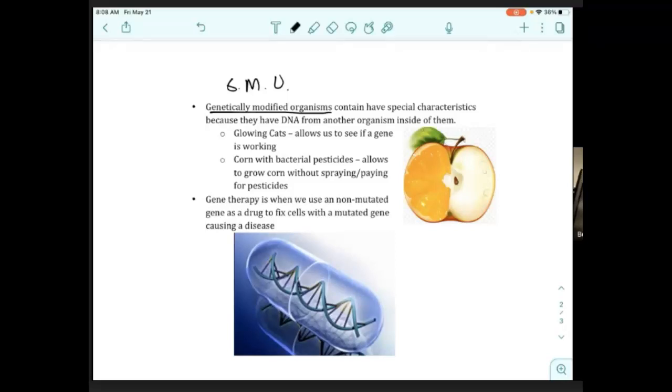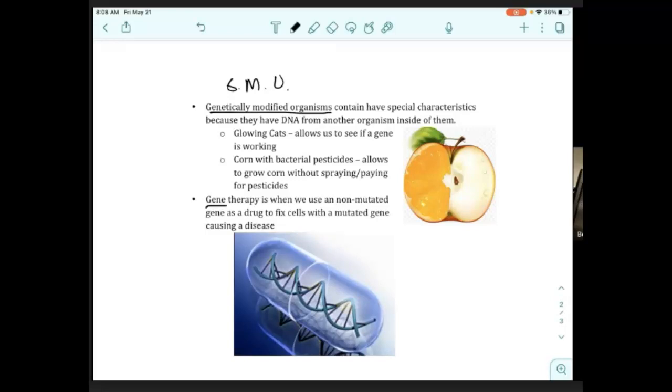And so there's all kinds of special organisms. It's not sci-fi anymore. We can make glowing cats. We can make corn that has bacterial pesticides as part of it. And all of this allows for more food production or for more profit, depending on what we're talking about.